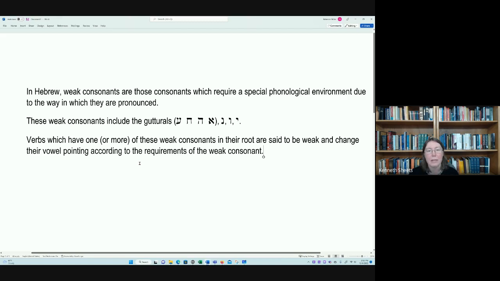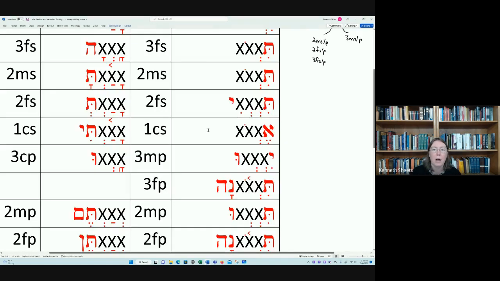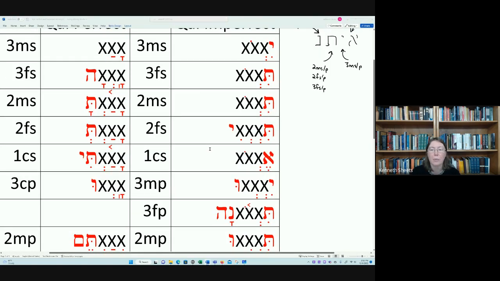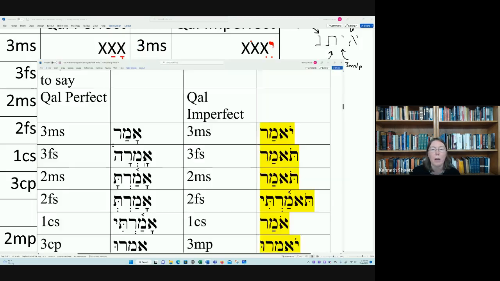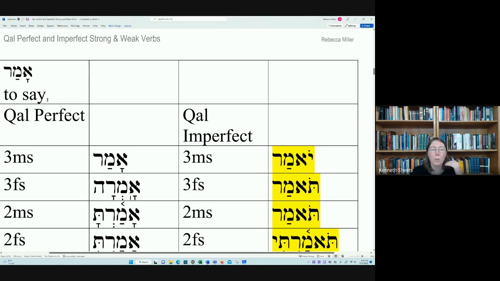As an example here, let's take a look at the verb amar. And so thus I do have this particular document over here with amar. So the word amar, this is the idea of to say. And you will notice as we take a look at the triliteral root here, we have the aleph, the mem, and the resh. So aleph, mem, resh. And on the front there, you notice the aleph.